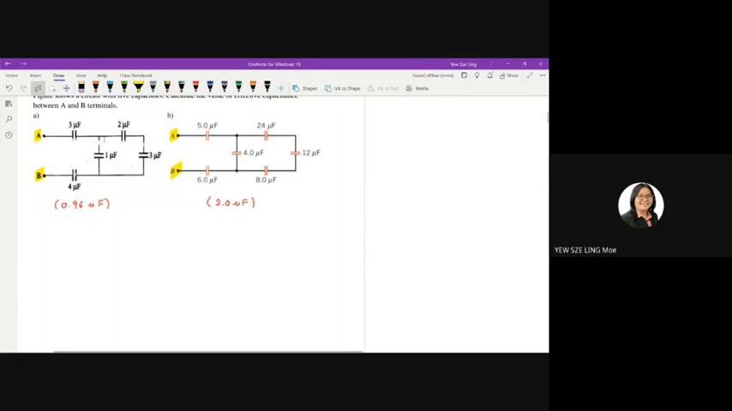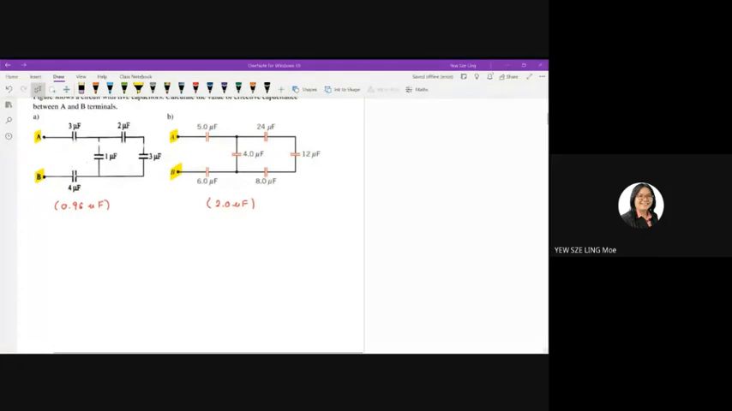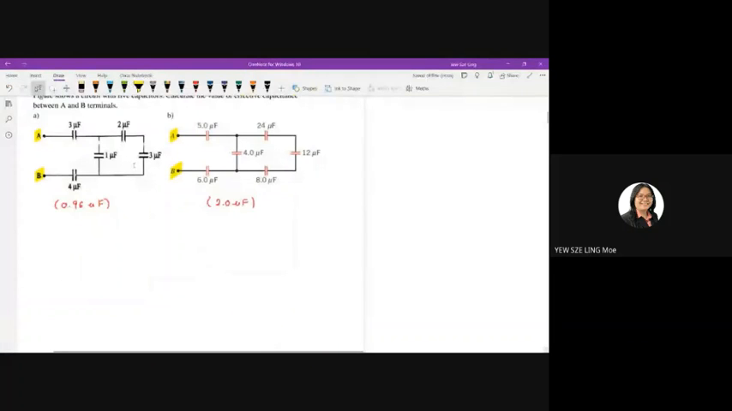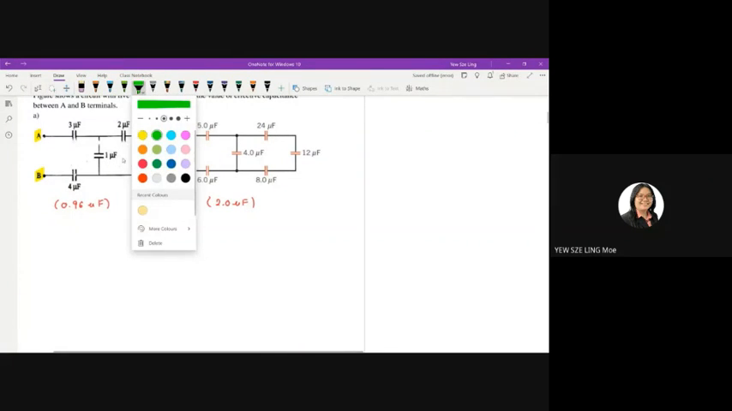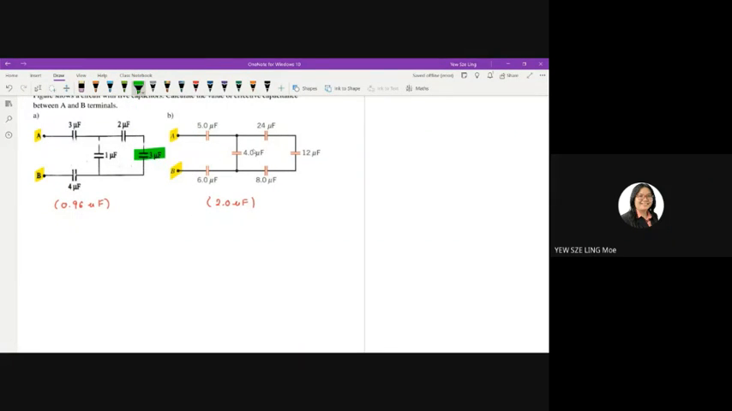Okay, it's very simple. Now you look at terminals. Terminal AB is located on the left-hand side. Okay, so we're going to start from the capacitor that is furthest away from terminals AB. Which means we're going to start from this 3 microfarad capacitor.